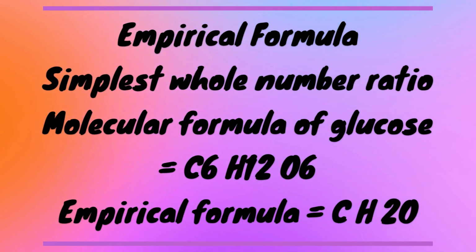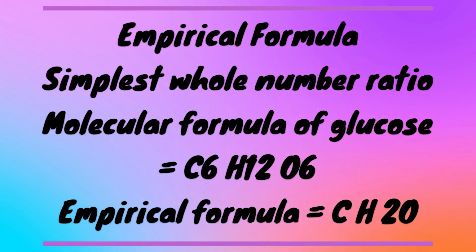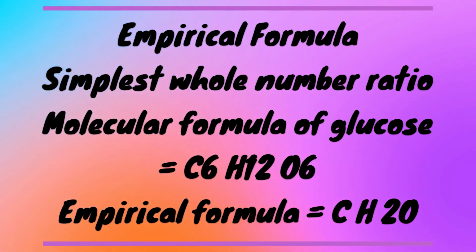And then we have the topic of empirical formula, which is basically the simplest whole number ratio of something. For example, the molecular formula of glucose, which you might know from biology, is C6H12O6. To obtain the simplest whole number ratio, we divide each of the components by 6, which would bring us to CH2O. And that would be our empirical formula of glucose.